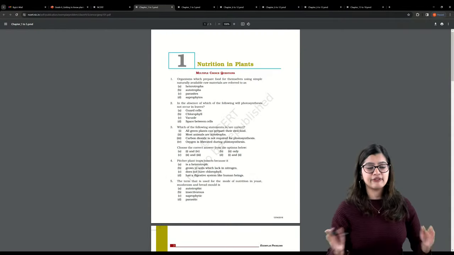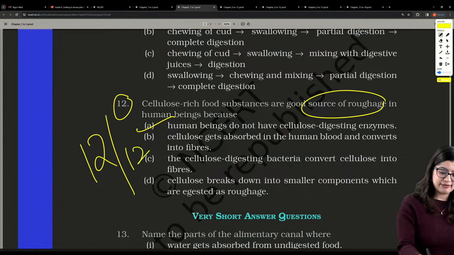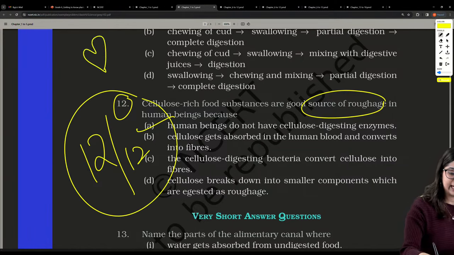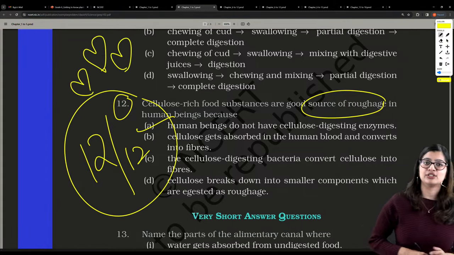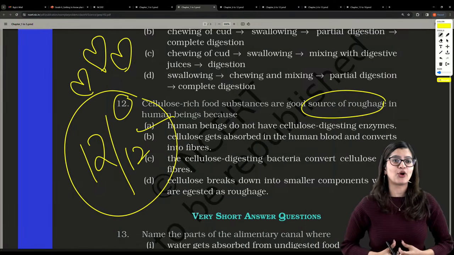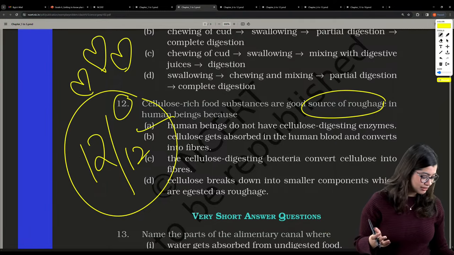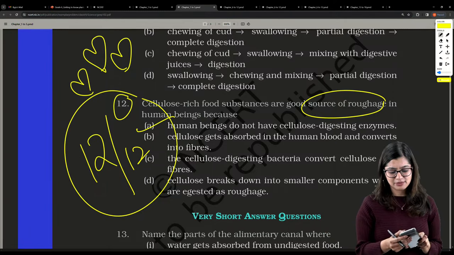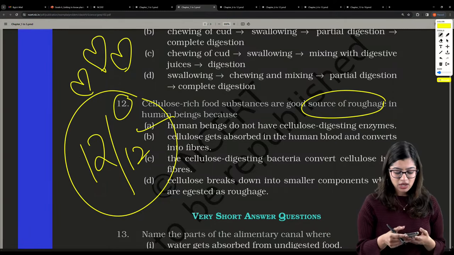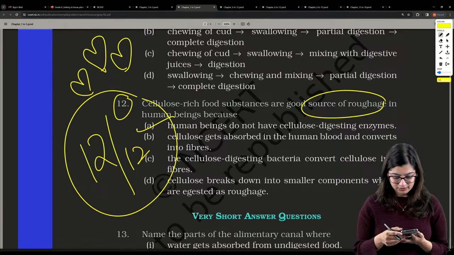Now we will go to the final chapter, right? So here we have all got 12 out of 12. Sending you lots of hearts just one day before Valentine's Day, but lots of hearts for all of you. I will be coming to class 10th as well. I'm coming. I think Ankita ma'am should be done.